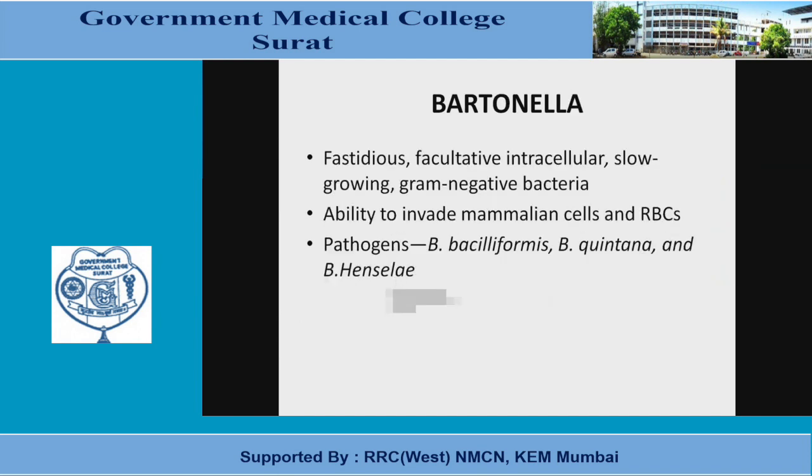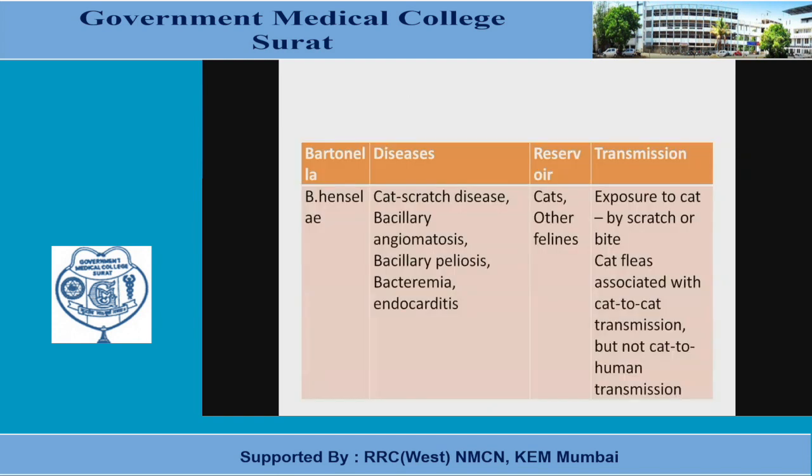Another one is Bartonella. It is a fastidious, facultative intracellular, slow-growing gram-negative bacteria, with the ability to invade mammalian cells and RBCs. The pathogens are Bartonella bacilliformis, Bartonella quintana, and Bartonella henselae. These three are the main causative organisms of this disease. Bartonella henselae, also called cat scratch disease, is responsible for bacillary angiomatosis, bacillary peliosis, bacteremia, endocarditis. Cats are the main reservoir.